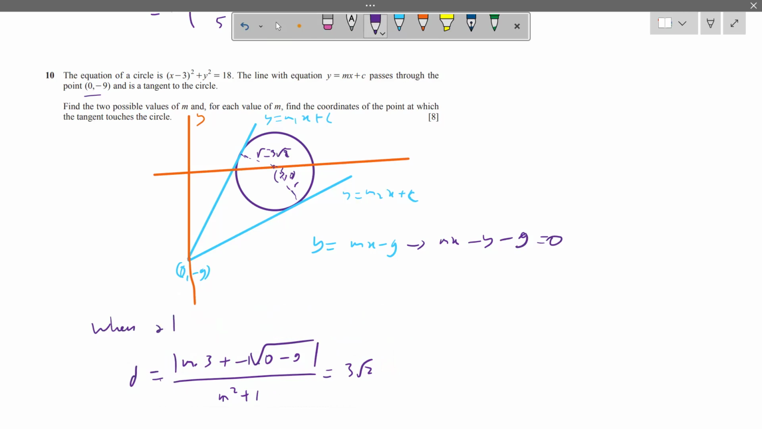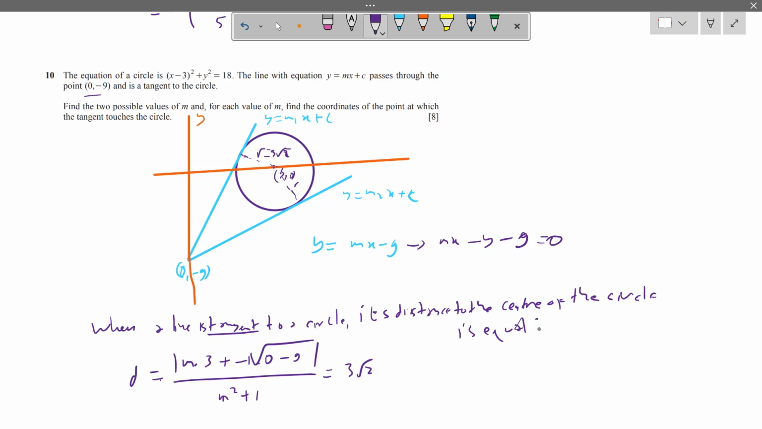When a line is tangent to a circle, its distance to the center of the circle is equal to the circle's radius.